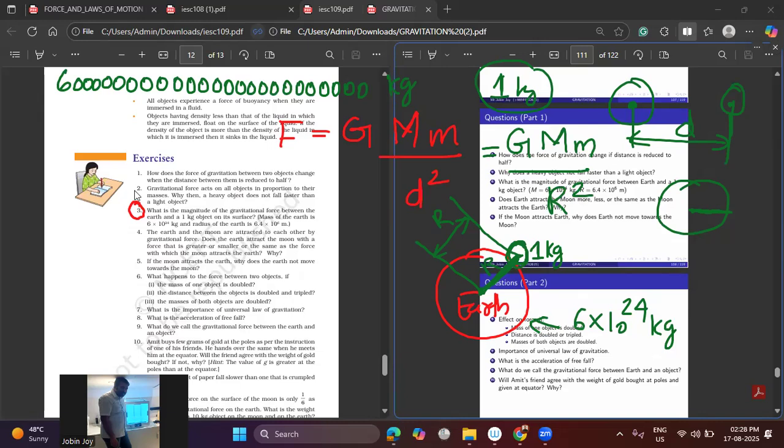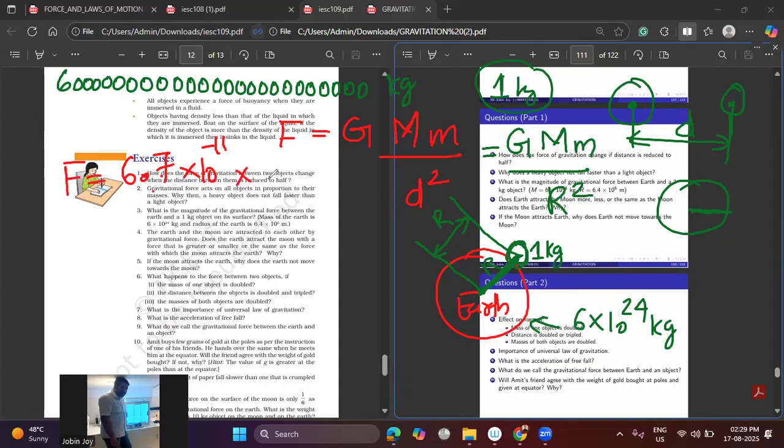So F is equal to, okay, what is the value of G? What is the value of G? 6.673 into 10 raised to minus 11 Newton meter square kilogram raised to minus 2, right? So I'm writing this as 6.6, so I am taking 6.7. Okay, 6.7 into 10 raised to minus 11 into what is capital M?